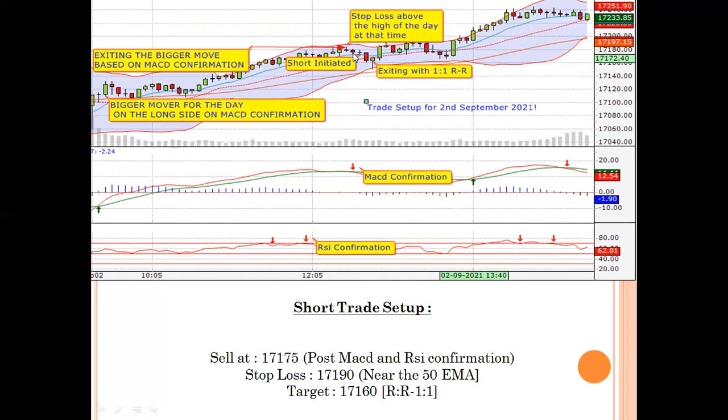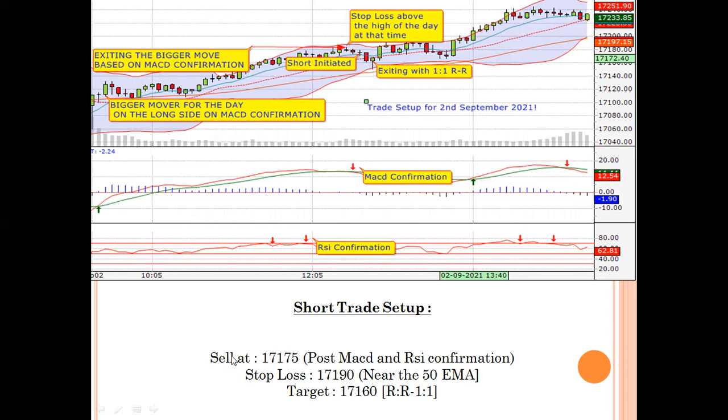Once I got the MACD confirmation here, at the immediate next candle I initiated a short because I got sell signals on RSI and MACD. Once I did that, my stop loss was above the high of the day at that time. So this was the high and I put a stop loss a few pips above that. And I thought of exiting with a 1:1 risk reward because anyways it was looking like a trending day, and it was near the 50 DEMA. I did not wait for the 50 DEMA, somewhere along those lines.